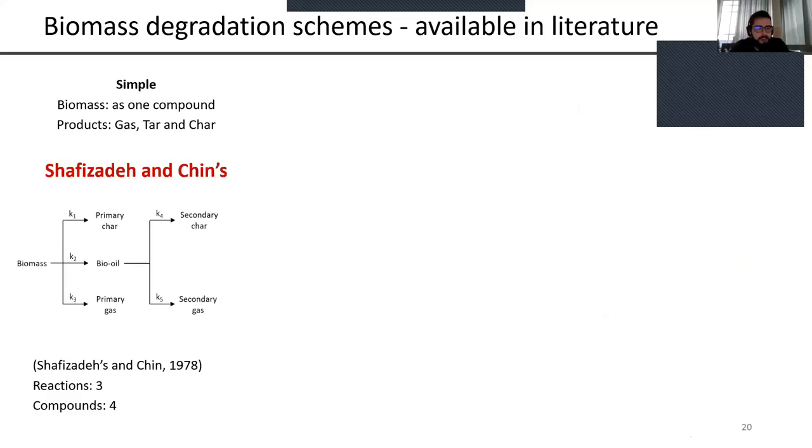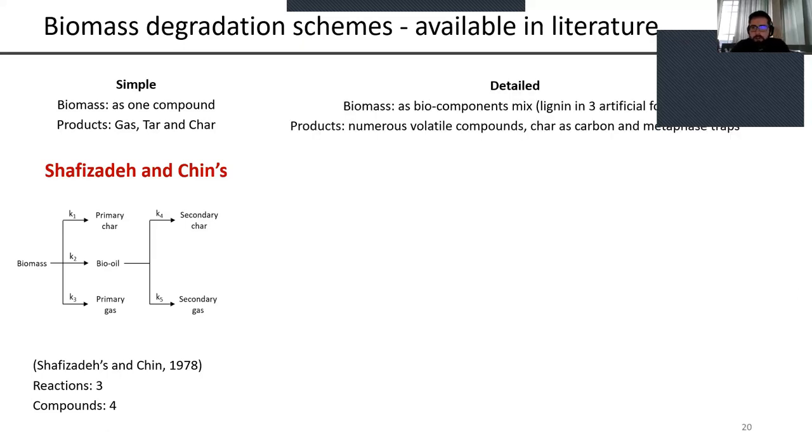So these are the biomass degradation schemes available in the literature, starting from the simplest ones, which treat biomass as one compound and the products as gas, tar, and char, which is very straightforward. These models are based on the Shafizadeh and Chin scheme, which was invented in 1978. It has primarily three reactions: the biomass into the primary char, the bio oil, and the primary gas, and it covers four compounds. It's not a very accurate model. It gives only a limited amount of information about the process, and we cannot really do a lot with that.